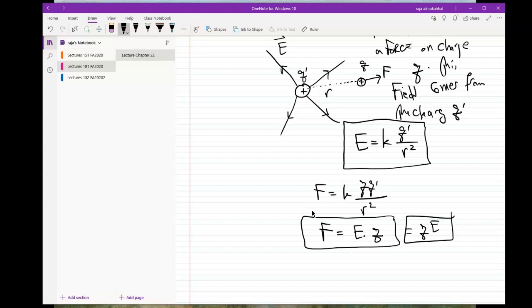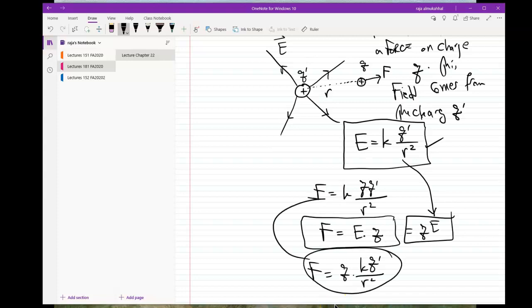Okay, if I plug in the value of E in it, that's going to be Q and then K Q prime over R squared. Remember, I'm getting it from here. And of course, what you will see is that you come back to the Coulombic law. Got it? You got that?